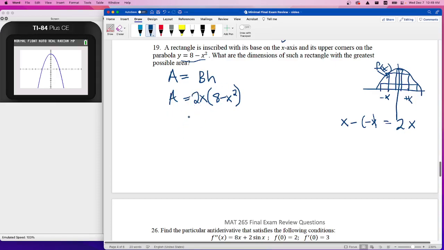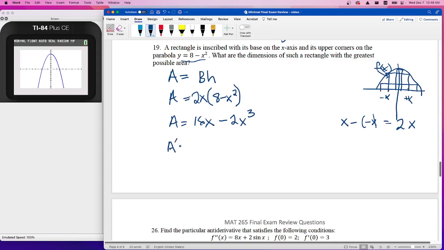What we want to do is maximize this area. If we take the derivative and set it equal to 0, we'll get either a maximum or a minimum, and we'll see what happens. So we're going to take this one. Let's go ahead and distribute this 2x through. So 2 times 8 is 16x, and 2x times negative x squared becomes negative 2x to the third. That's the area. We want to maximize the area, so we take its derivative, right?